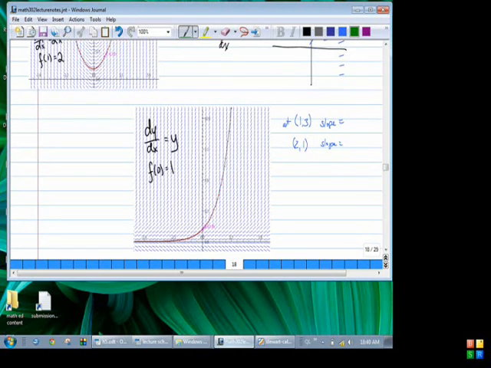So for example, at the point 1, 3, what's the slope? The slope is 3. At the point 2, 1, what's the slope? The slope is 1. So I can make the most absolutely outlandish and outrageous differential equation expression for dy dx, and you can still draw the slope field. Once you draw it, you can look at it and kind of know where the graph is going because you just follow the slope lines, even though we don't necessarily know what the original function is.